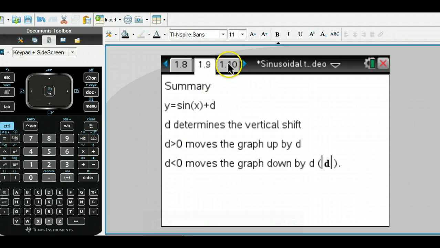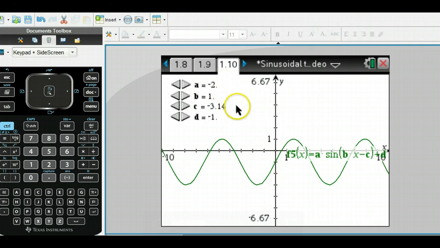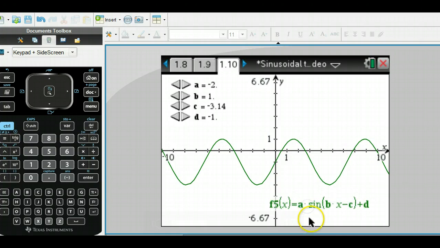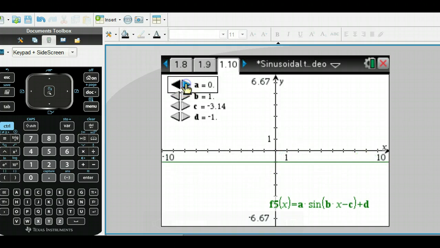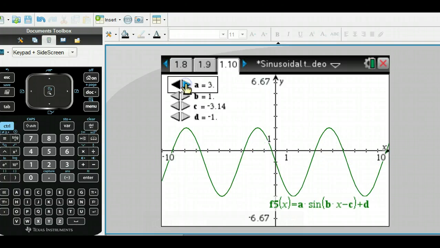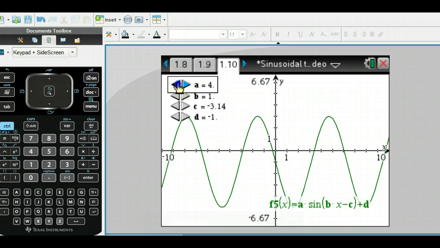Okay? And then finally, we end up with putting everything together. So here's my overall equation: A sine of bx minus c, plus d. And I can have all of these things going on, but watch what happens. So for instance, if I change my A value, it's going to work on the amplitude.